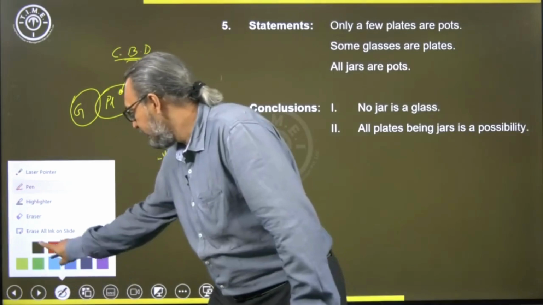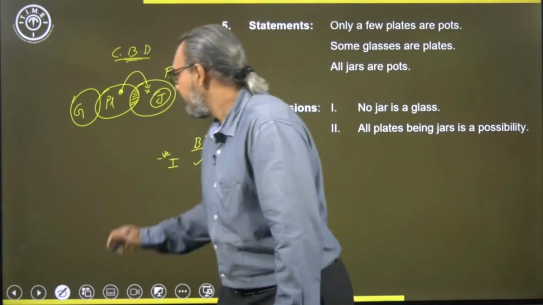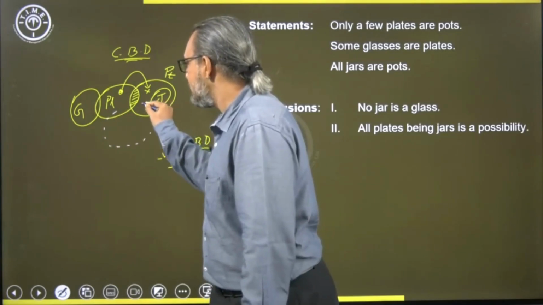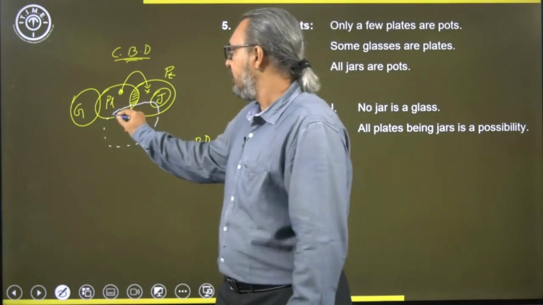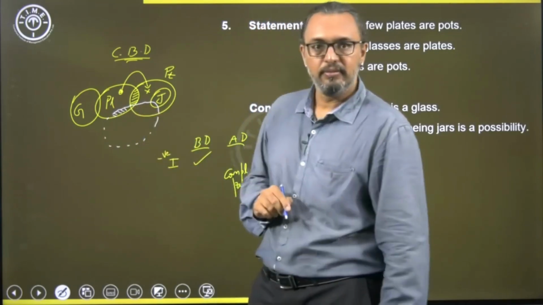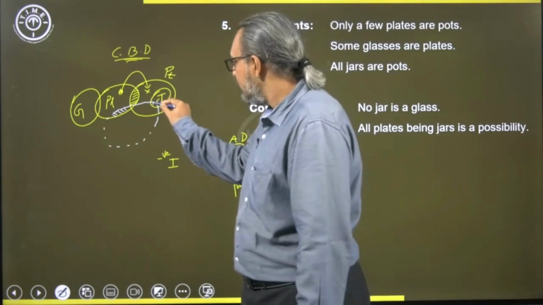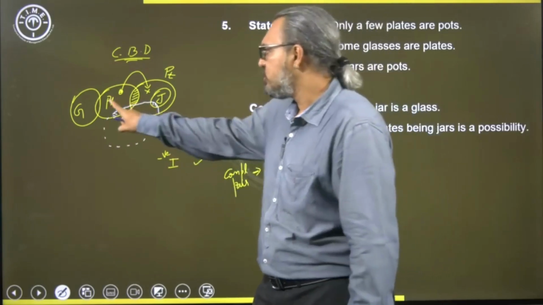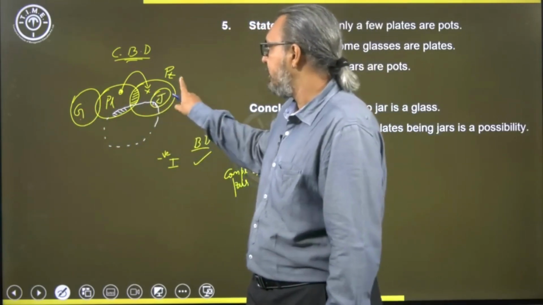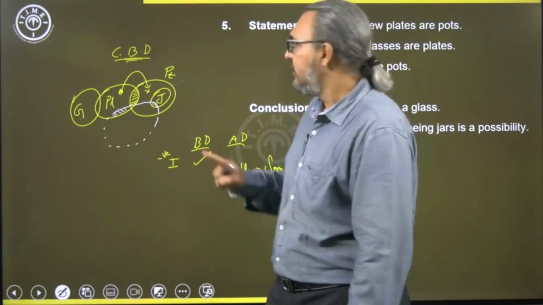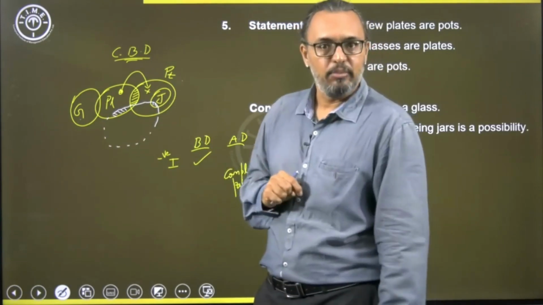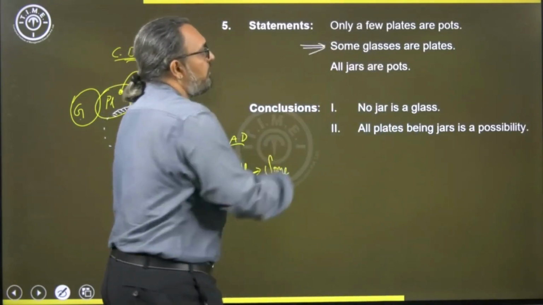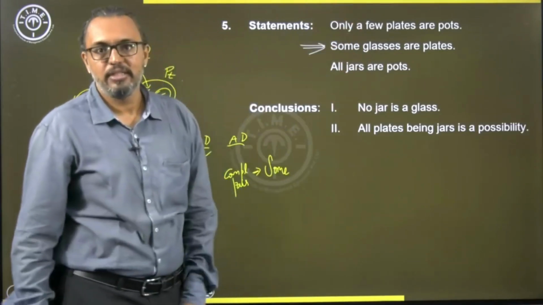Now check here, can I take the G circle, maintain the overlap that it has with the P circle here, because that is my original relation. With that, is it possible to have an overlap with the J circle also? Yes, because there is no relation between glass and pot in my original statements. The only relation that I have between glass and plate, that is given here. There is no other glass happening anywhere in my statements.